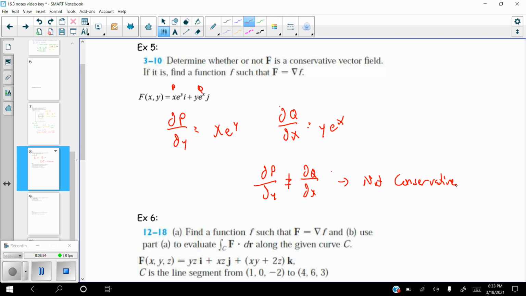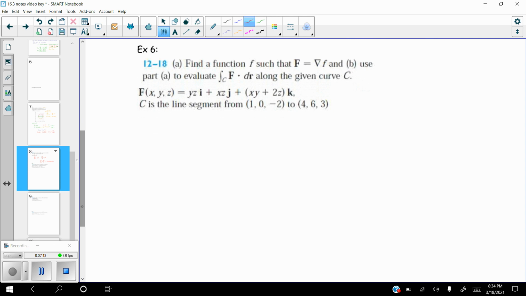Which means if you were actually trying to take a line integral, you would have to do it the old-fashioned way of taking a line integral, because the path that you follow would actually matter. So not conservative. We cannot write capital F as the gradient of lowercase f. Okay, and that's the easy test.